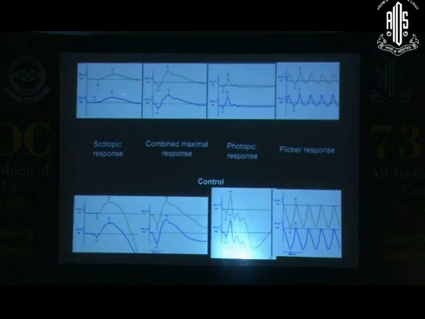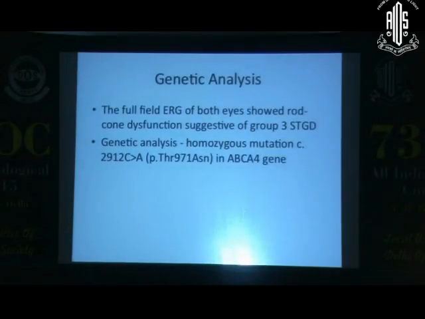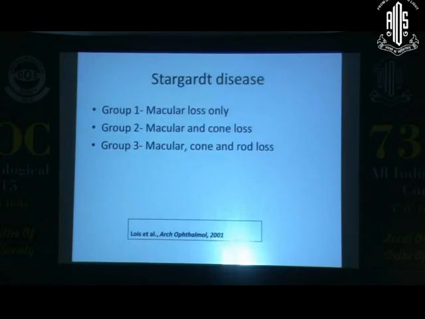So it did show that both the rods and the cones are definitely subnormal. This is something that we would group as a group 3 Stargardt, because both the rods and the cones are involved. In fact, he did show a homozygous mutation for ABCA4. So Lois et al. did classify them as, like I said, group 1, 2 and 3. It is not necessary that one has to go on to the other.